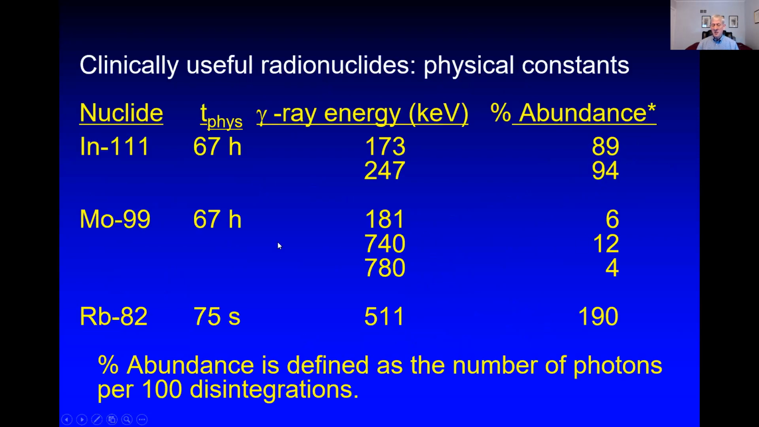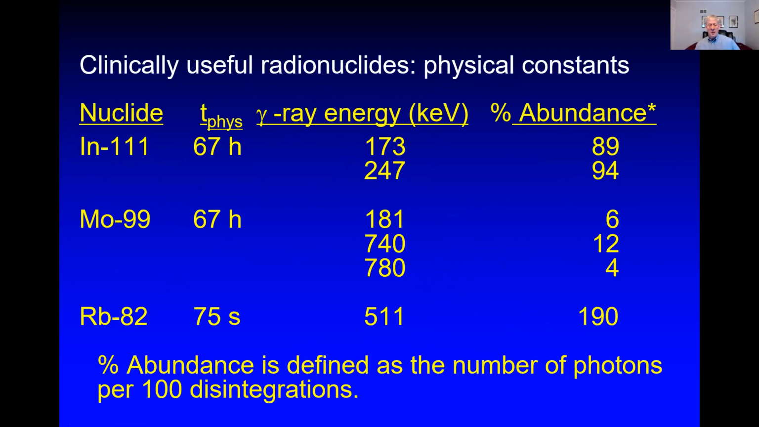So nuclear physicians actually have a love-hate relationship with indium. They love this. They love getting 183 perfect energies. What they don't love is that indium costs over $100 a millicurie compared to technetium, which is, I don't know, a couple of dollars a millicurie.